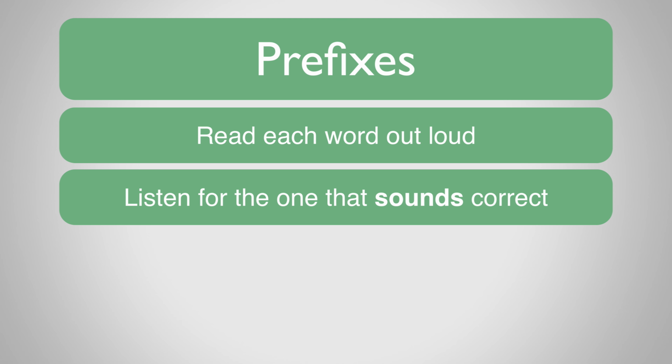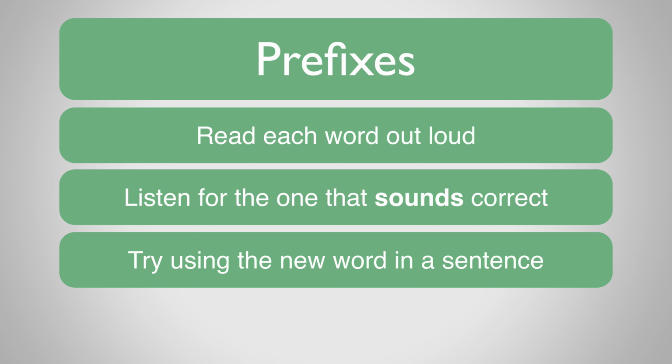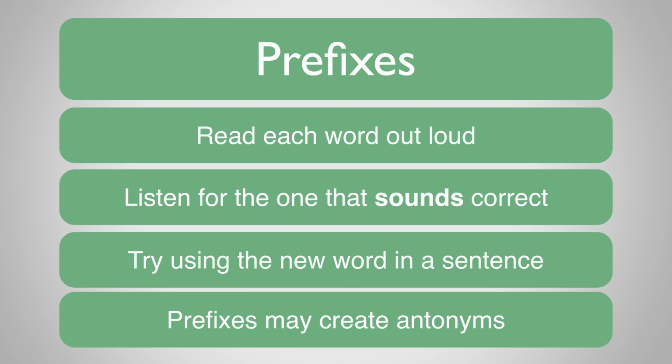To work out how a prefix changes the meaning of a word, try using the new word in a sentence. It may well create the antonym, that is, the word that is opposite in meaning, but this isn't always the case.